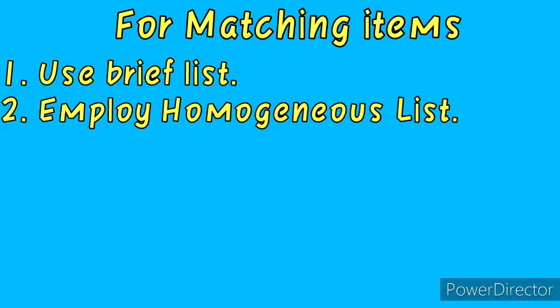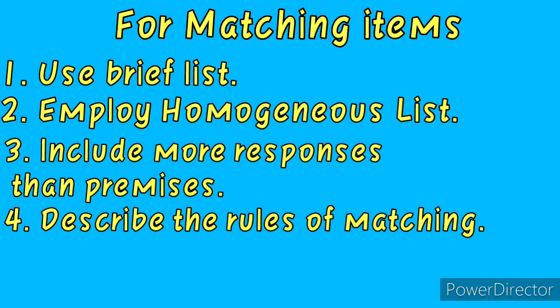These are the tips when constructing a selected response type of test. For matching items, first, use a brief list. Try not to use more than 10 matches per question. Second, employ a homogeneous list. Focus on one concept rather than multiple concepts for a single matching question. And third, include more responses than premises. If you have 6 phrases on the left and 6 items on the right, you should consider adding a few more items to the right column to make it more challenging. And lastly, describe the rules of matching to help the students not get confused with the test.